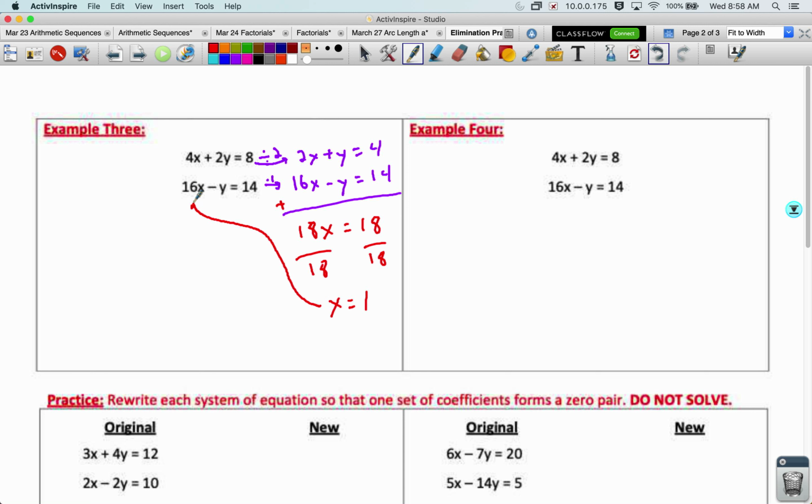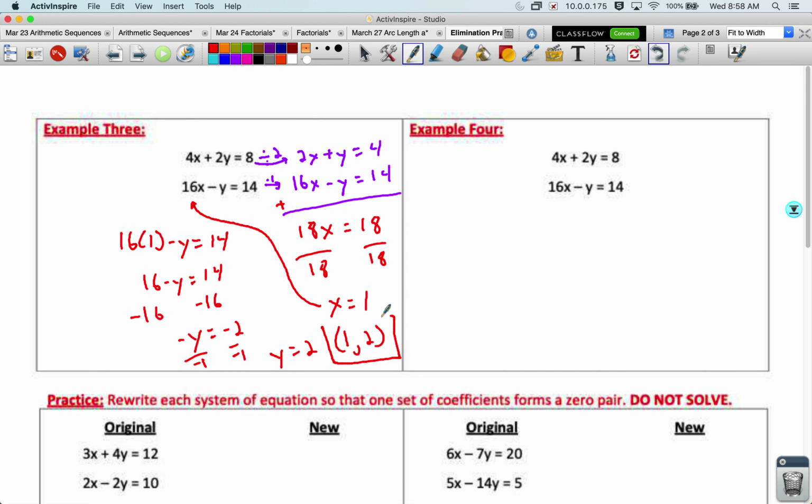Plug that in here. 16 times 1 minus y equals 14. 16 minus y equals 14. Minus 16, minus 16. Negative y equals negative 2. Divided by negative 1. We get y equals positive 2. So x comma y is 1 comma 2. Put a box around our final answer and double check the first one. 4 plus 4 equals 8. 8 equals 8. It checks out.